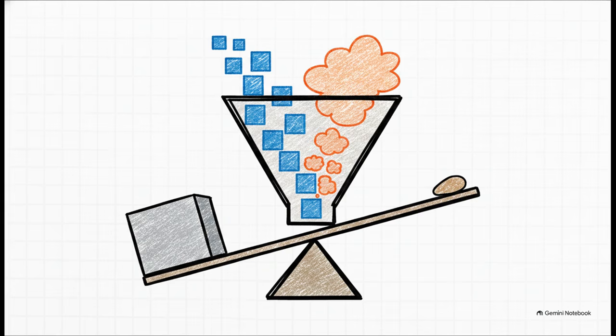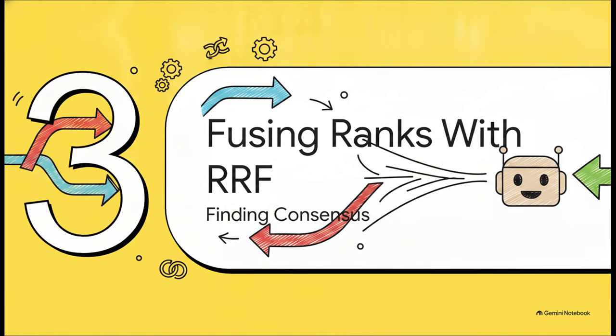It's brilliant, but now you've generated 2 completely distinct ranking lists with totally incompatible scoring systems. Seriously, how do you mathematically combine a BM25 keyword score of 12.4 with a dense vector similarity score of 0.85? It's like comparing apples to airplanes. Let's move to Section 3, fusing ranks with RRF, and how we ignore scores to find consensus.